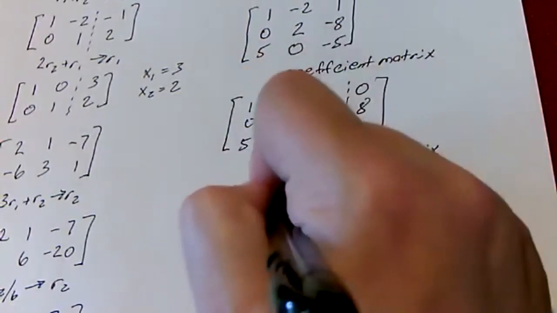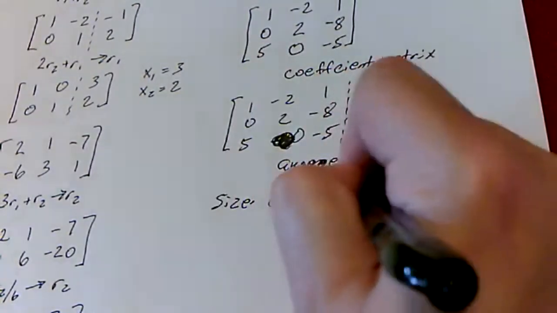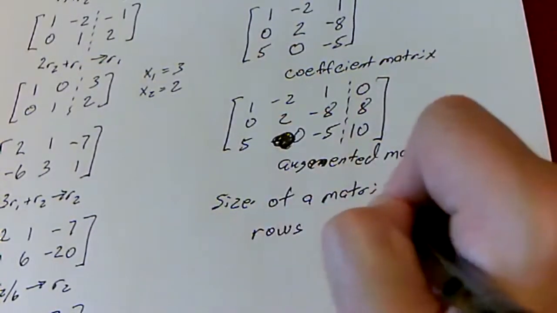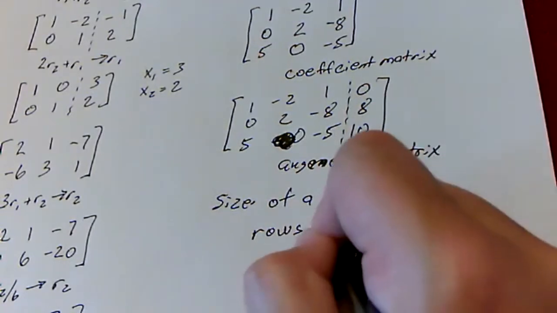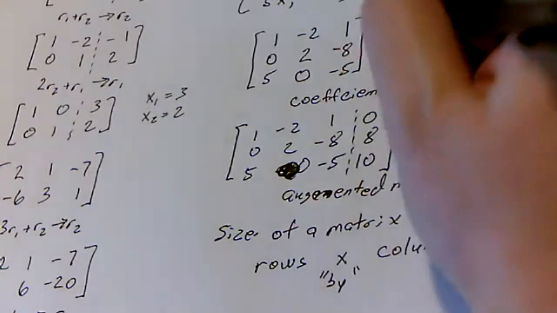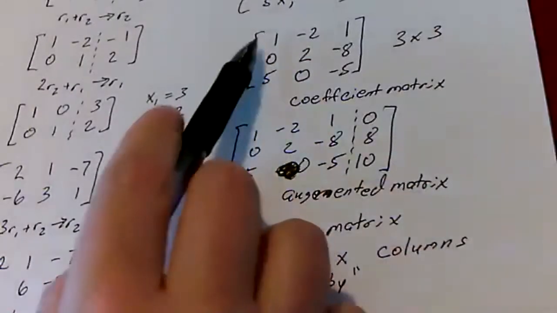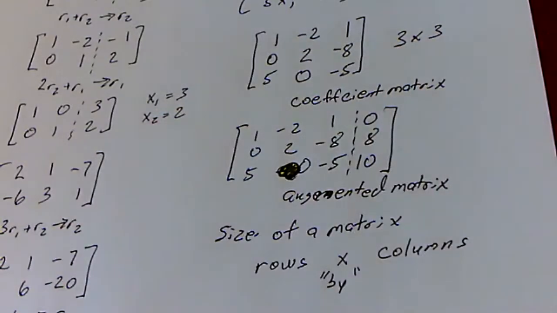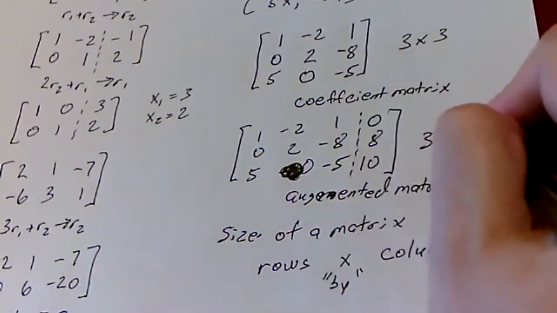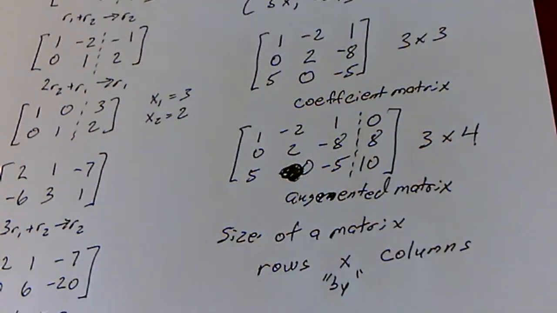Okay, so we need to talk about the size of a matrix. The size of a matrix is always rows by columns. We say "by" for that x term there. So if you look back at the first one, this coefficient matrix was 3 by 3, so that's 3 rows, 3 columns along the top. If I go down to this augmented matrix, I have 3 rows, but now I have 4 columns along the top. So the augmented matrix is a 3 by 4.